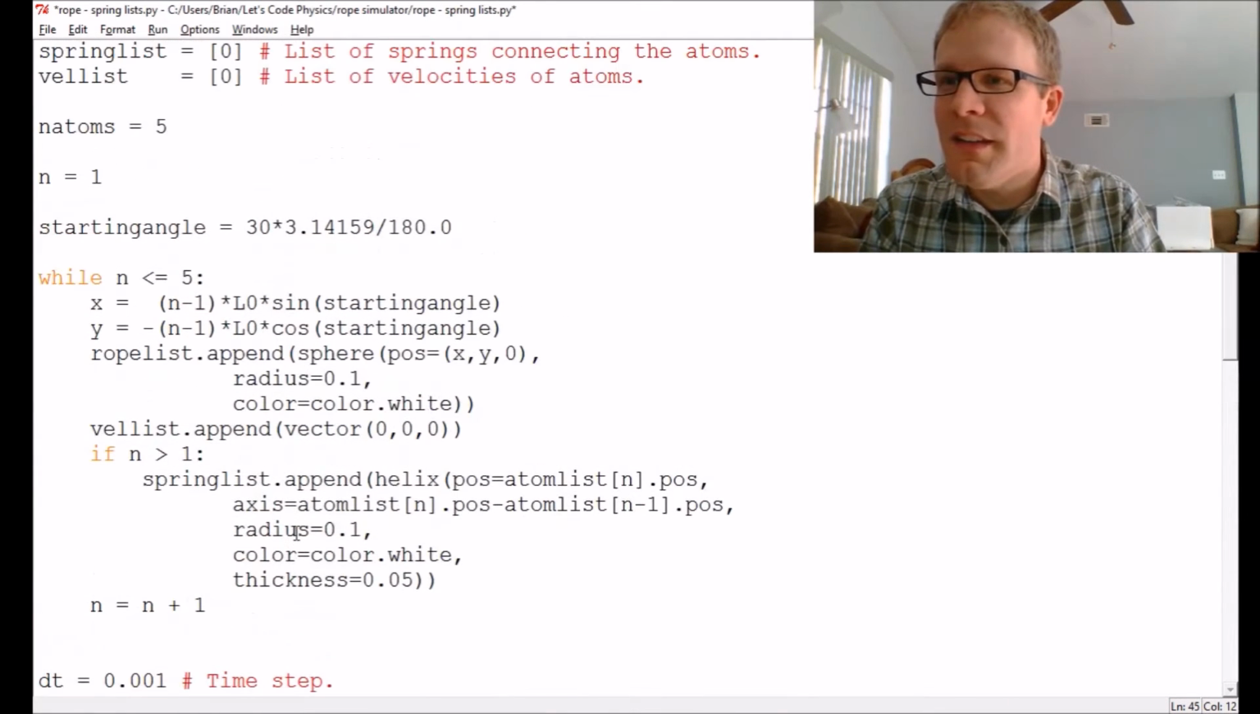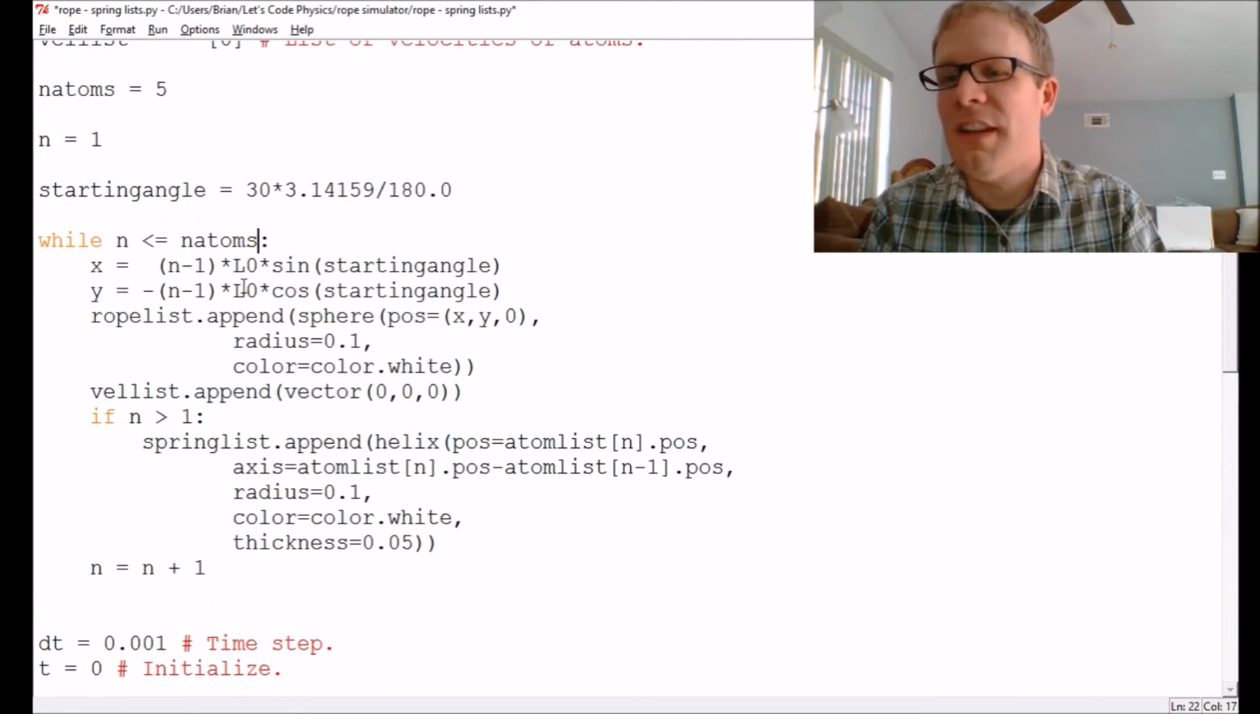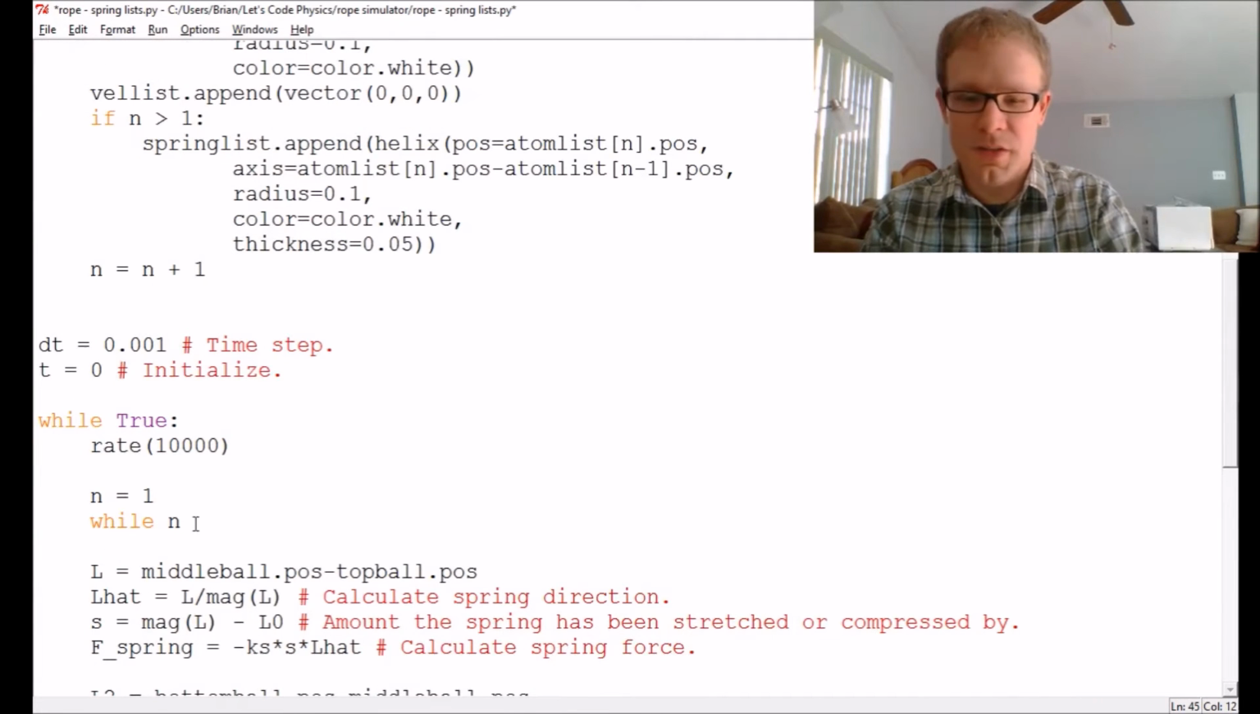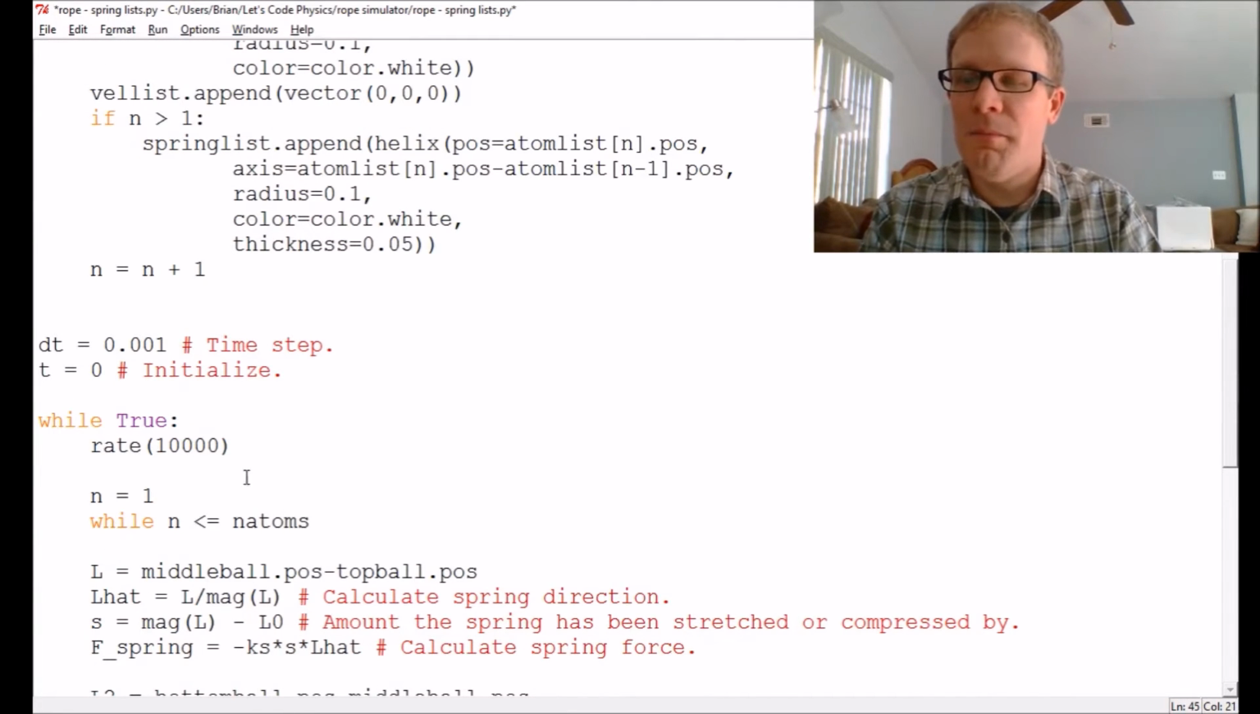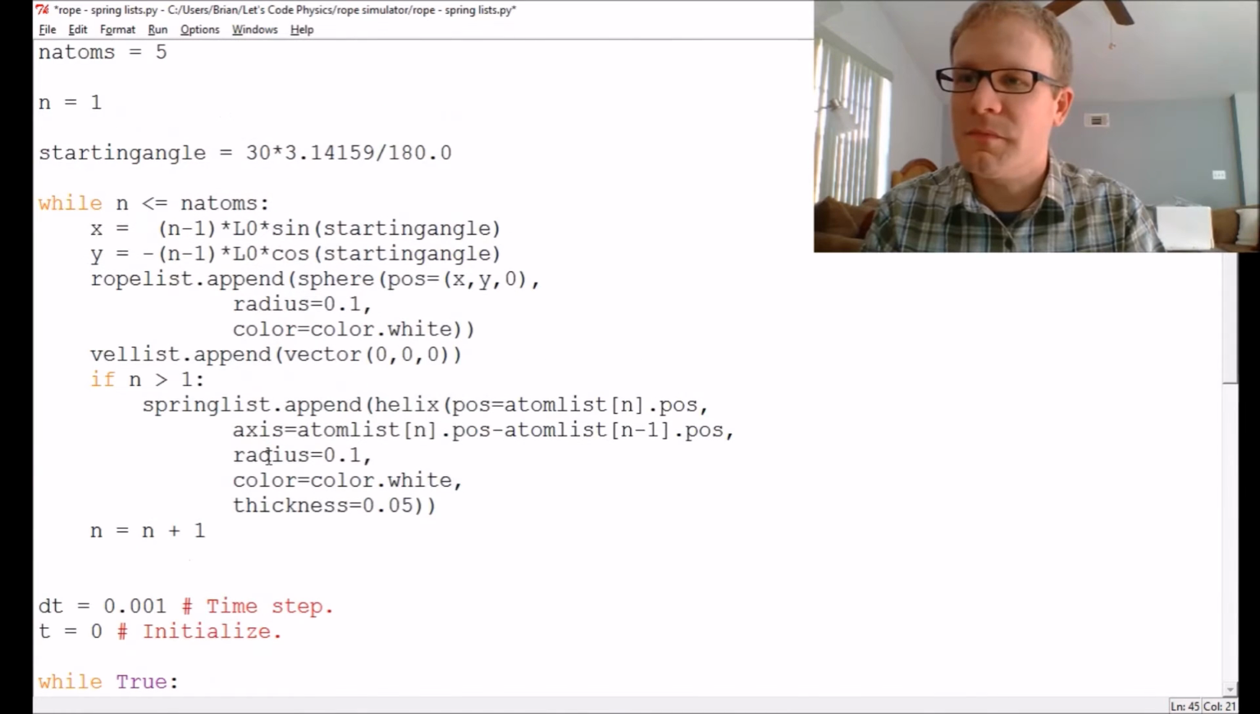So while n is, you know what? I don't need to call that 5. I need to call that n atoms. Y'all have been staring at that for a while. So that way I only have to change that once, and I also don't have to change it here. So while n is less than or equal to number of atoms.